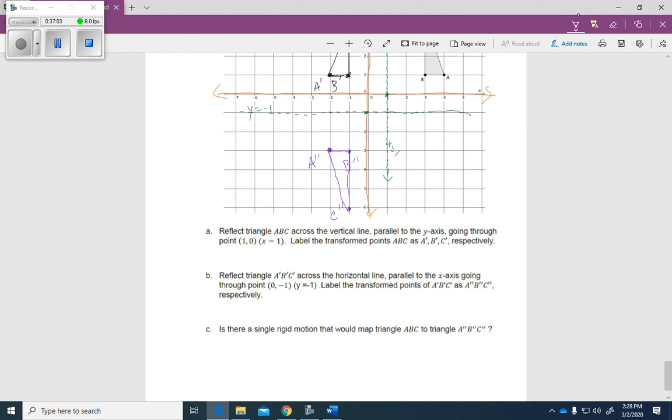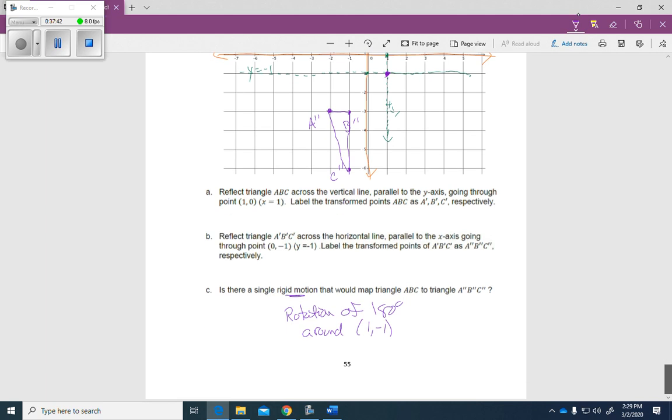And then finally, is there a single rigid motion? It is. It's a rotation of 180 degrees. Whenever you reflect over a horizontal line and then a vertical line, that's always equal to a rotation of 180. The tricky thing here, though, is that it's not going around the origin. It's going around the point where those two lines of reflection intersected. Rotation of 180 around the point 1, -1. And on your test, we will be going around the origin, so don't worry about going around another point.